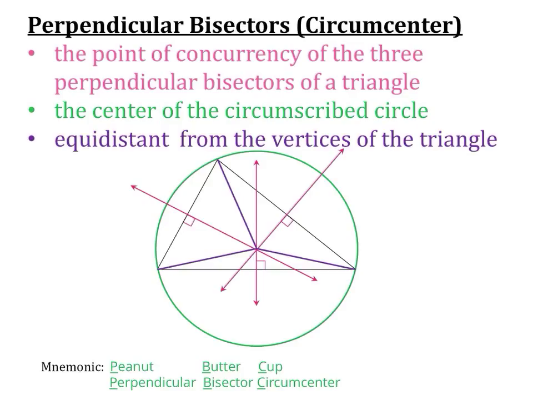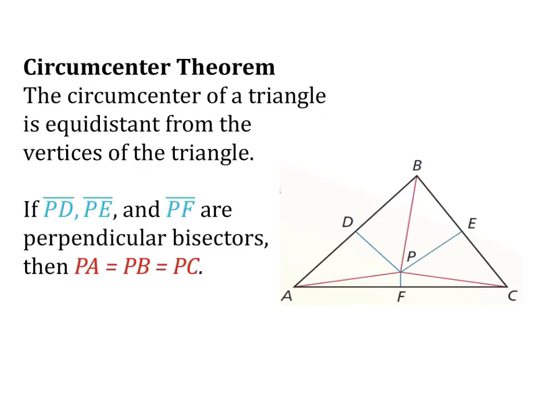So here we have a mnemonic to help us remember that the circumcenter is the intersecting point of all perpendicular bisectors. So think of peanut butter cup, the P, the B, and the C for perpendicular bisectors, and they meet at the circumcenter. Alright, this leads us to the circumcenter theorem.